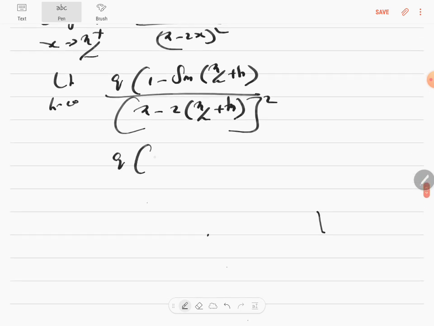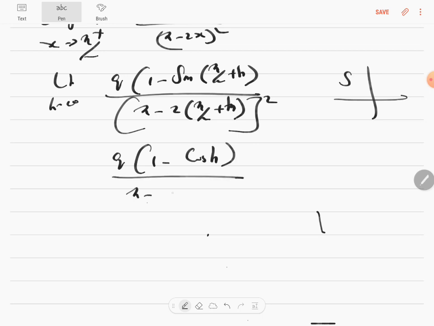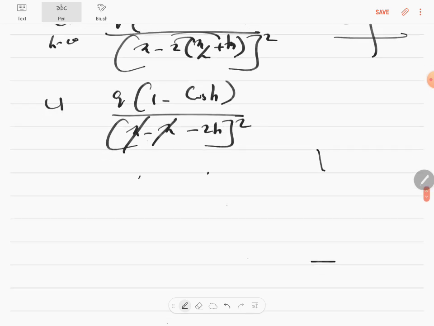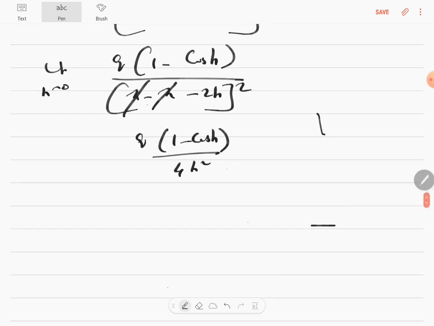q into 1 minus cos h, because sin of (90 plus h) is in the second quadrant where sin is positive, by (pi minus 2 into pi by 2 plus h), and if you bring the 2 inside it becomes (minus 2h) the whole square. The pi and pi cancel. You end up getting q into (1 minus cos h) by 4h square, correct?